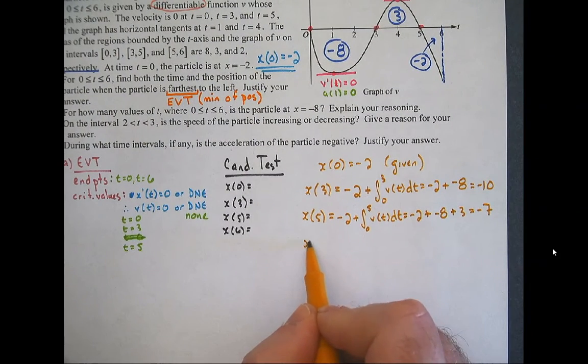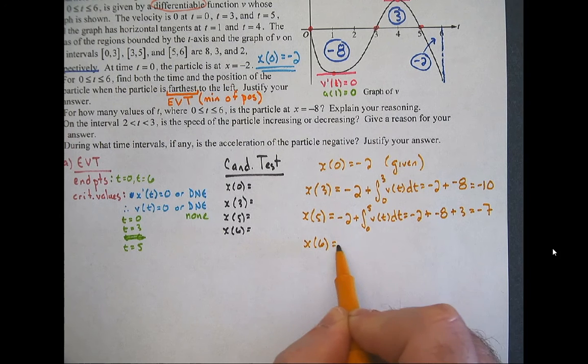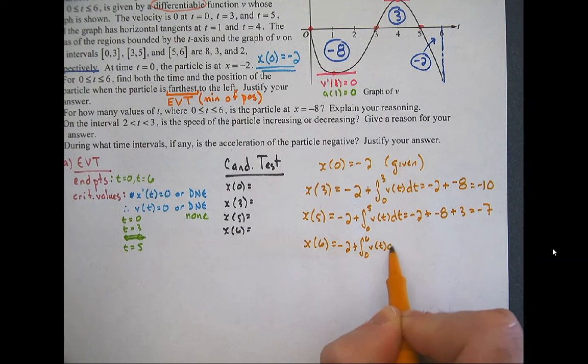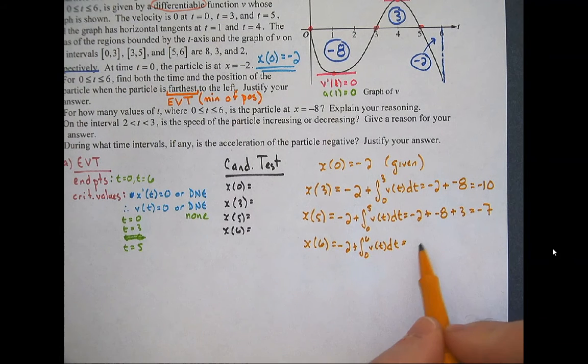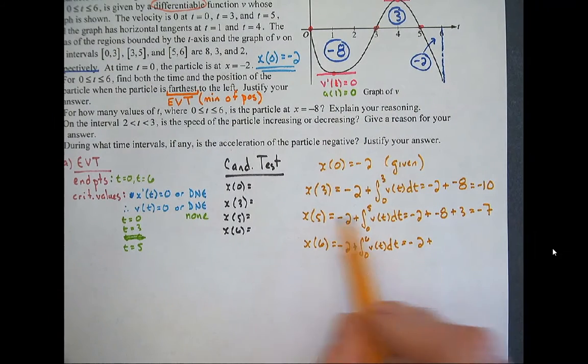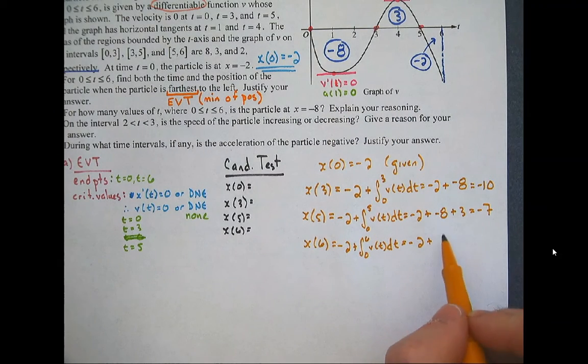And then finally, we need to calculate x of 6, -2 plus the integral from 0 to 6 of v of t dt. So that would be -2 plus, now I'm going to go all the way to 5 because we already calculated that. Let's just write it out: -8 plus 3 plus -2. So that would be what? -4, -12 plus 3 would be -9.